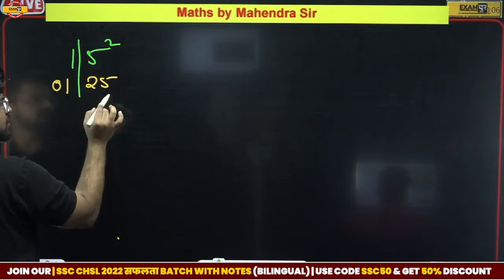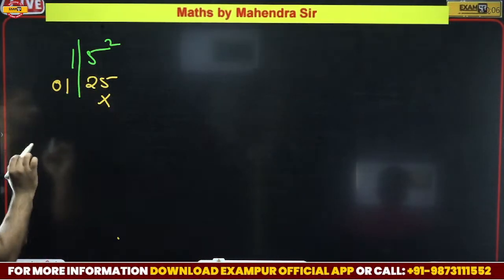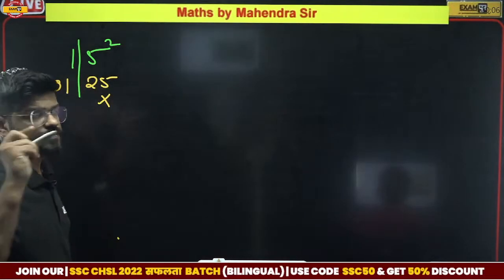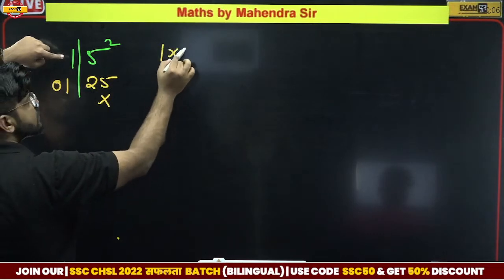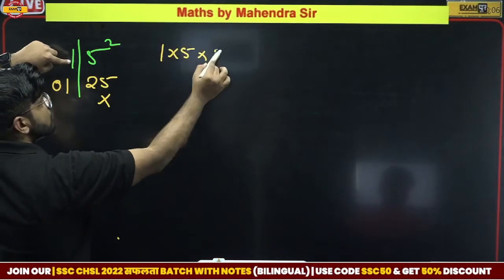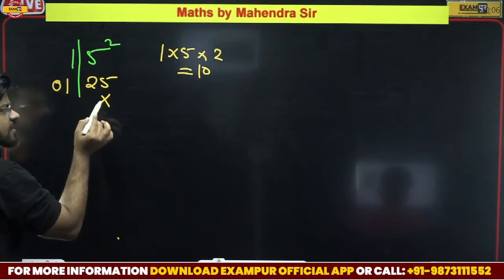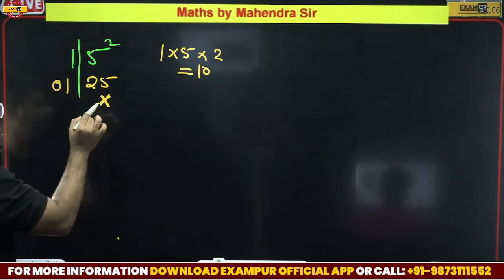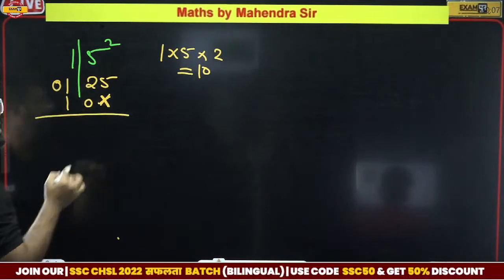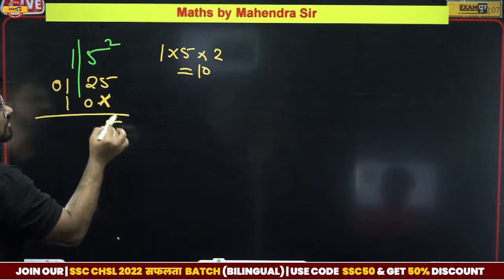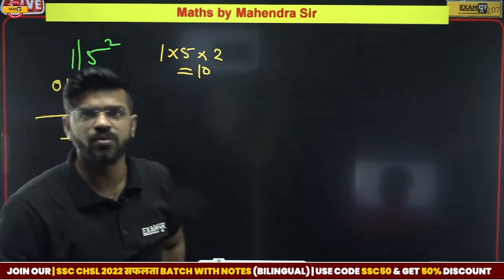Now if there is one number, we write 1 cross. If there are 2 numbers, we write 2 cross. Now how many numbers can you see? You can see 1 and 5, and you can see 2. Multiply all these numbers, you will get 10. Now leaving this cross, just write these numbers as they are below the other numbers. Now add all these numbers, you will get 225. This is how we have calculated 15 square.